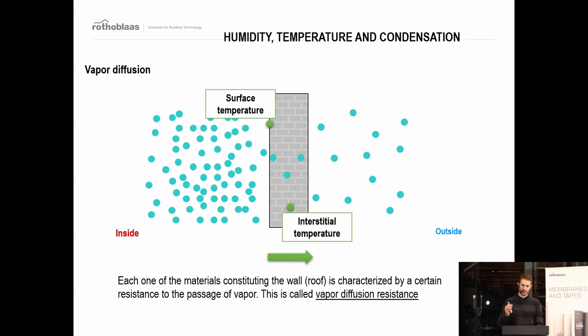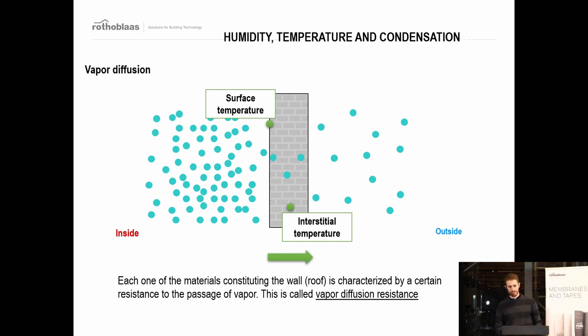So how does it work exactly? I told you that the wall is breathing. So basically we have on the inside a bigger amount of vapor and a higher pressure as well. So this vapor tends to migrate, tends to pass through our wall build up. And as I told you before, there's another thing to keep in mind. Passing through the wall buildup, it is going to encounter zones with different temperature.